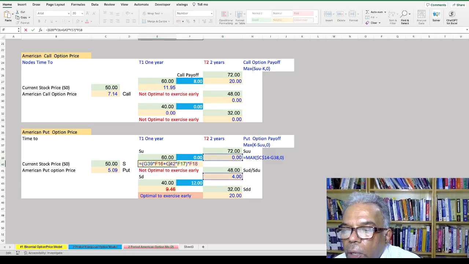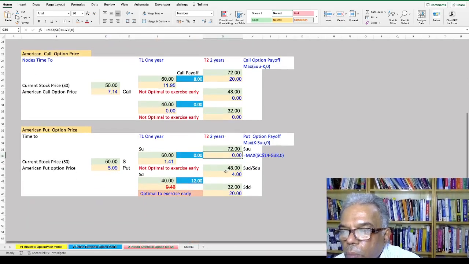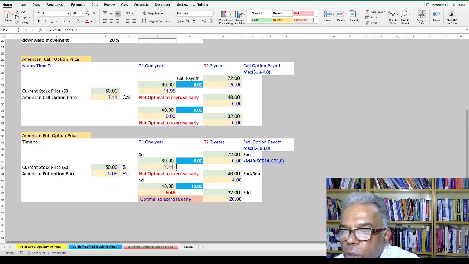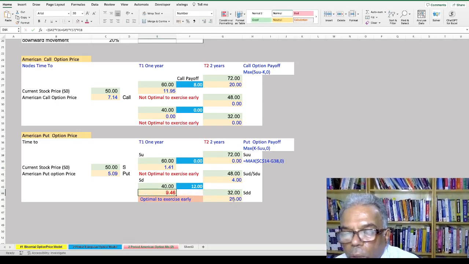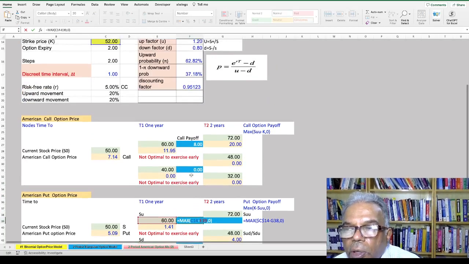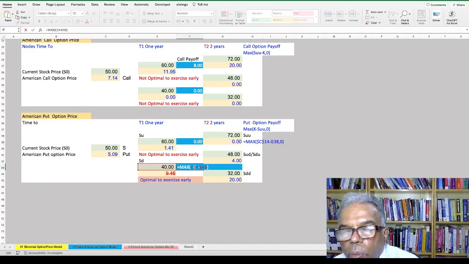Now again calculate the present value, the expected value. So 0 into the upside probability plus 4 into the downside probability, then multiplied by the discounting factor. Similarly here, 4 into the upside probability plus 20 into the downside probability, into the discounting factor. Now you calculate the payoff value for a put option, the maximum of the strike price 52 minus 60, which is 0. Here 52 minus 40 is 12.